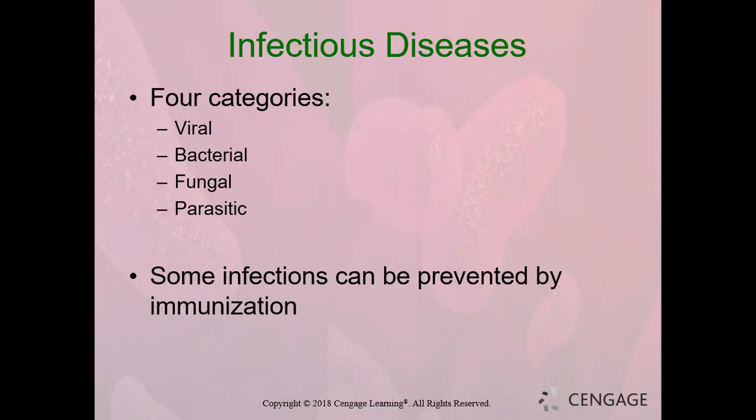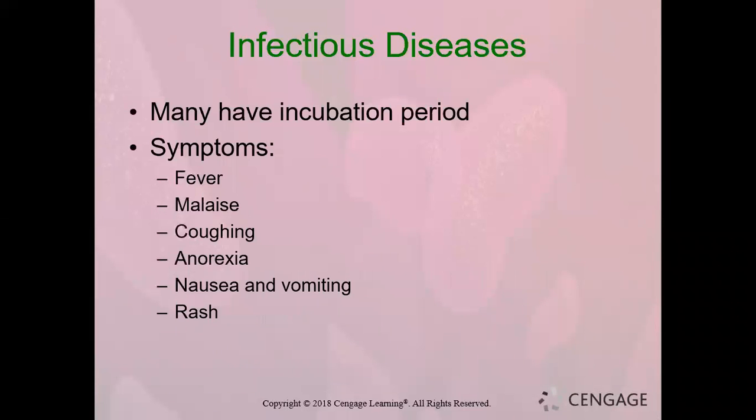There are different categories: viral, bacterial, fungal, and parasitic. We've kind of talked about some of these things before. Some infections can be prevented by immunizations. We've hit on that before also. Many of these are going to have an incubation period. They're going to have fever, generally not feeling well, coughing, not wanting to eat, nausea and vomiting. Some may include a rash.